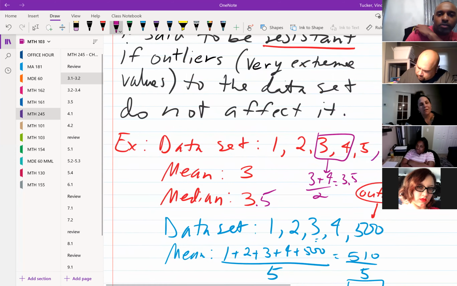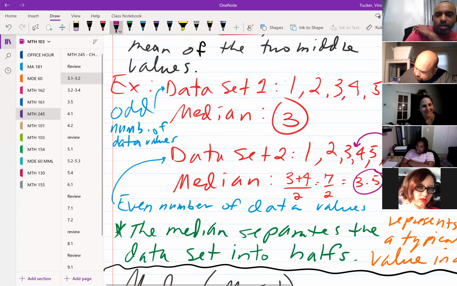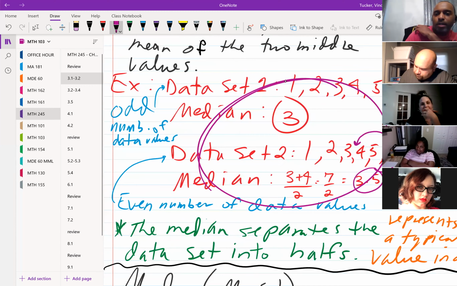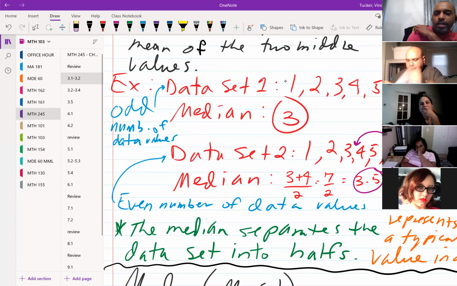So that goes back to what we did right here. We had the data set of 1, 2, 3, 4, 5, and so our middle number is 3. But when we had the data set of 1, 2, 3, 4, 5, 6, there was not a legit middle number. So we had to take 3 and 4, add them together and divide by 2. And that gave us our middle value.